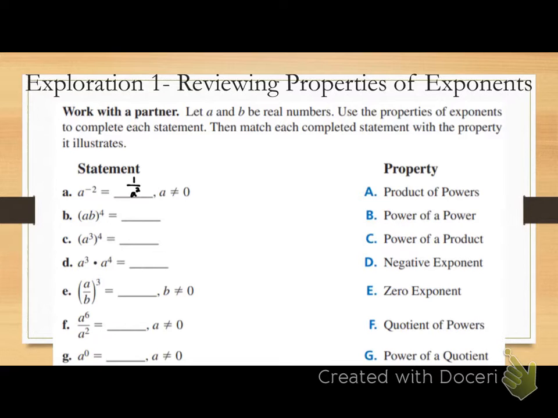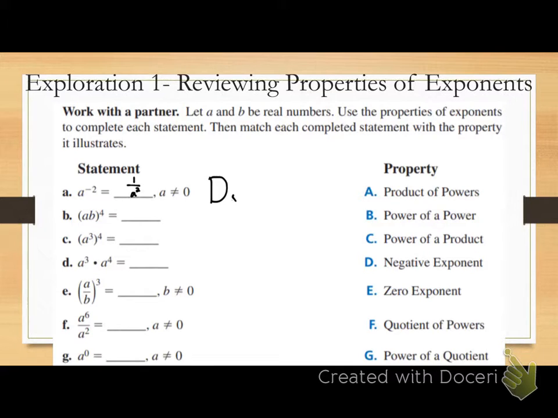So that's what it means by completing the statement. I want you to tell me what it equals, and then which property this would be, of those over to the right. Negative exponent, so I'd write D next to it. So that's what you're doing on those. Either work with a partner or work by yourself. If you can't read these, just ask and I can clarify what they are for you. Can everyone read the exponents, or are they too small?